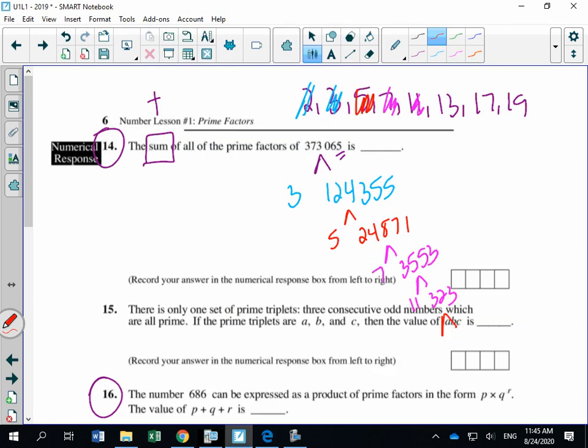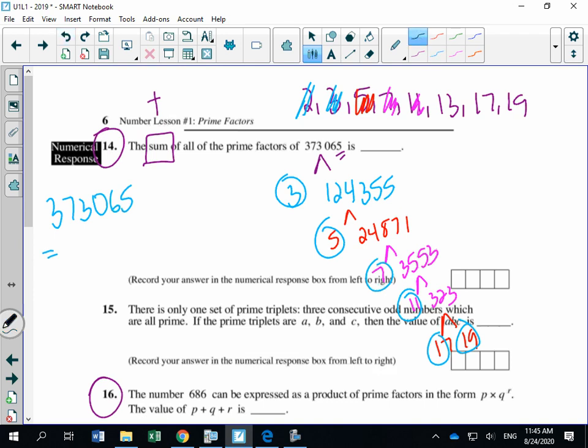323 divided by 17 is 19. And I hope you all see this: 19 is a prime number, right? So I get to stop. I'm going to circle my primes. 373,065, if I write that as a product of the primes, would be 3 times 5 times 7 times 11 times 17 times 19.